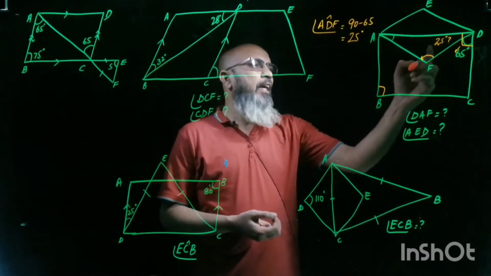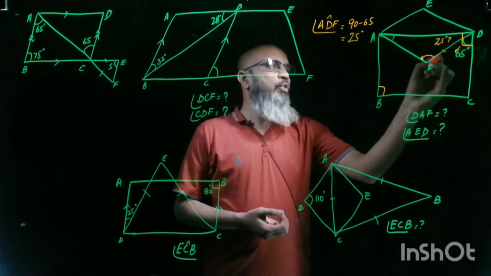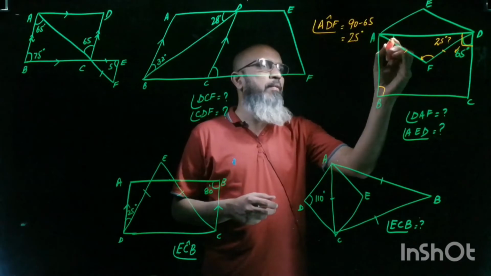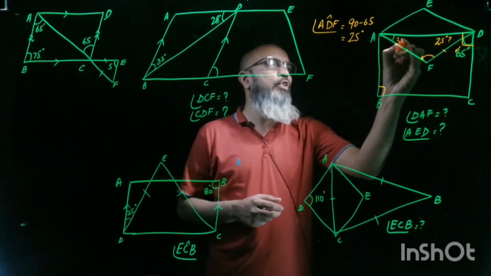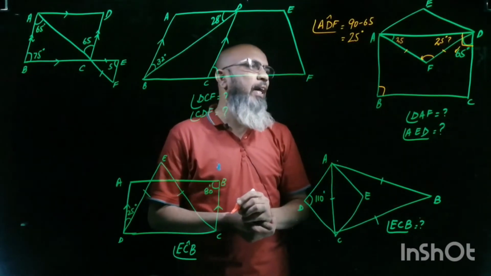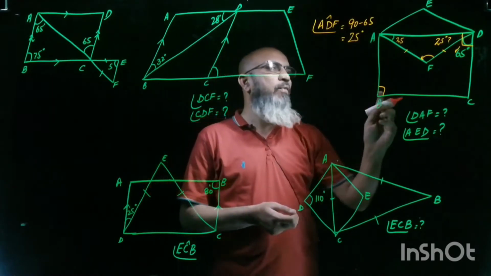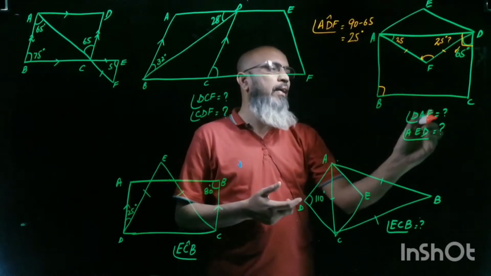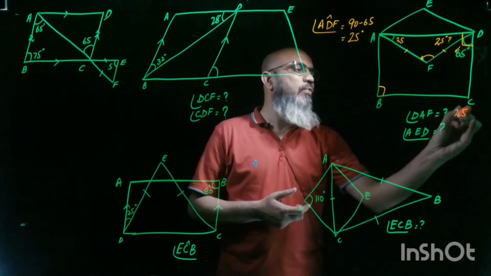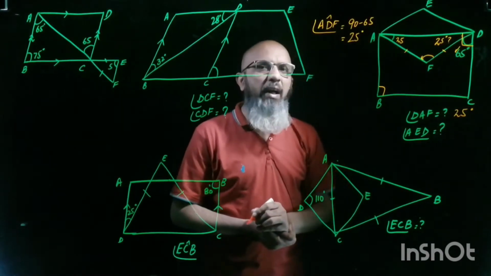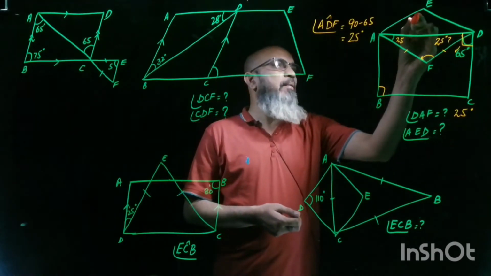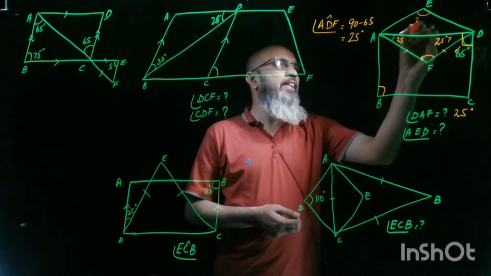Now as it is a rhombus, these two sides are equal, so these two angles are also the same. It means this angle is also 25 degrees, right? So now it's easy for us to find the angle DAF. We find the angle is 25 degrees, right? Now AED, we have to find this angle.